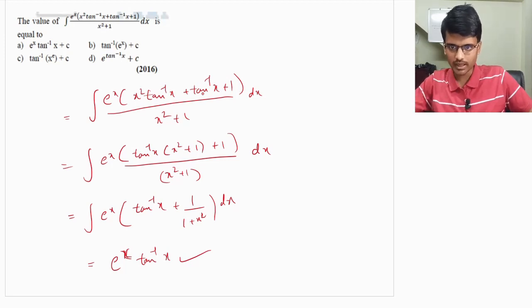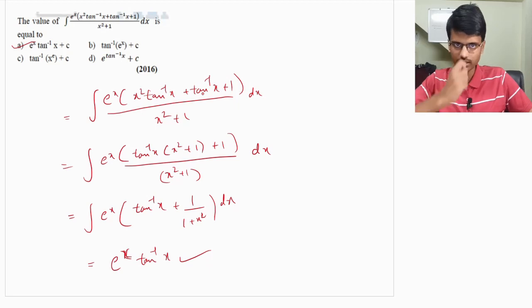So what is my correct answer? The correct answer is option A. Okay, so this is how you solve the question. So the given definite integral, try to simplify it. When you simplify it, match the standard result. You know the standard result and apply it.